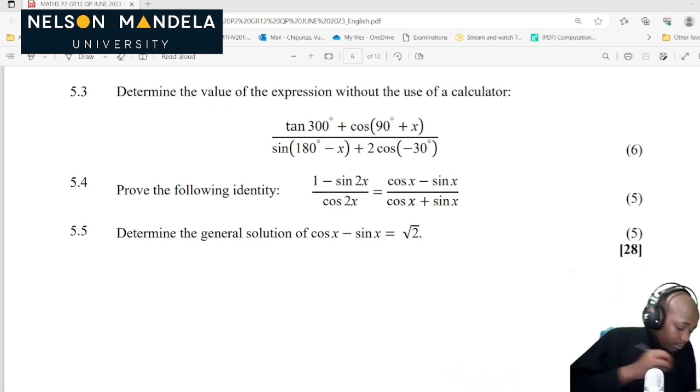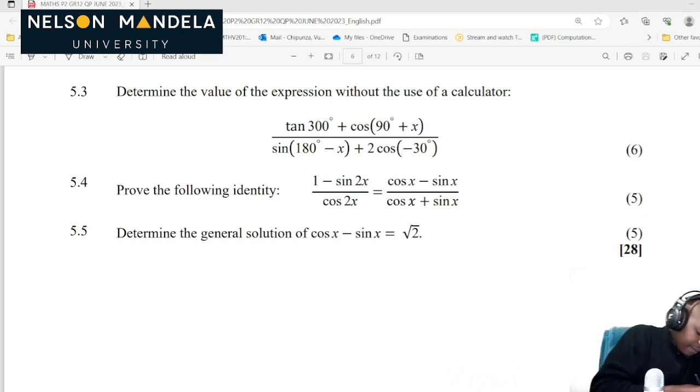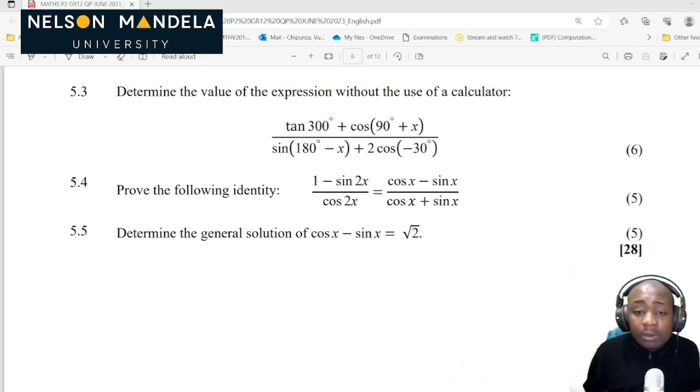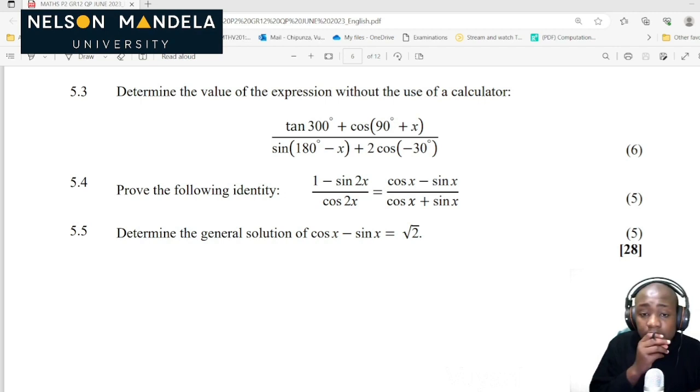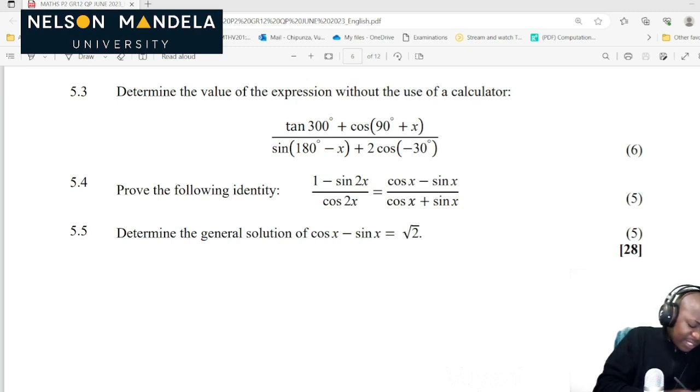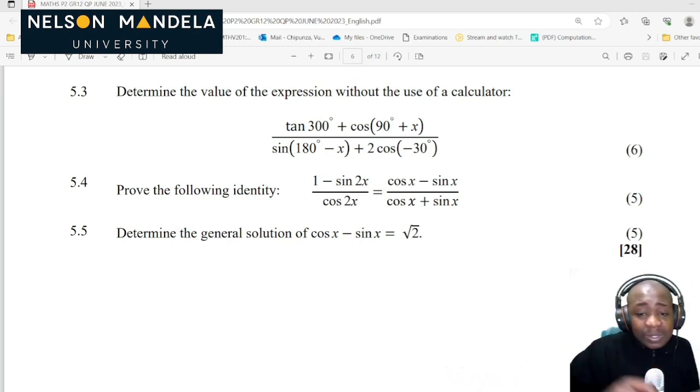5.3: tan of 300 degrees plus cos of (90 degrees plus x), divided by sine of (180 degrees minus x), plus 2 cos of negative 30. Now let's do this fast. 6 marks, we say it is 3 minutes.